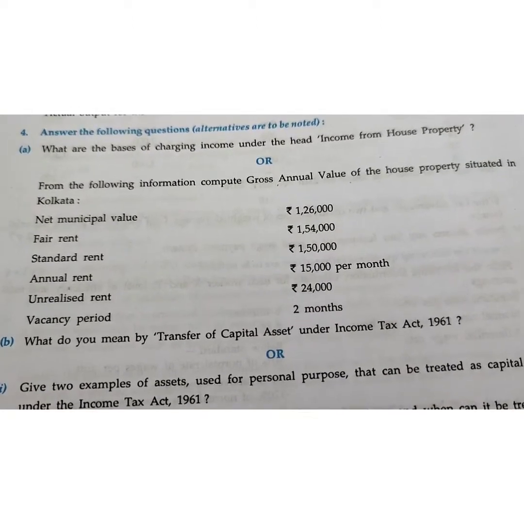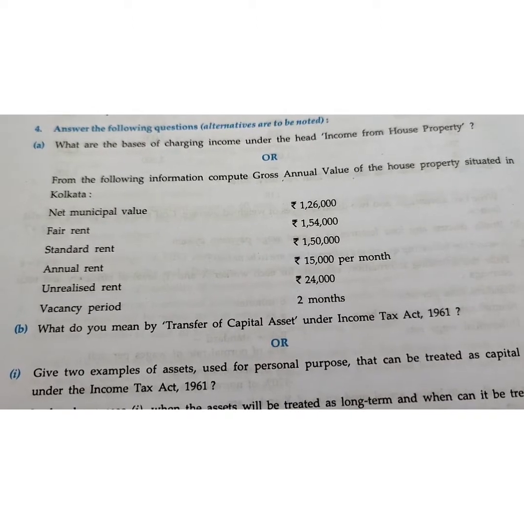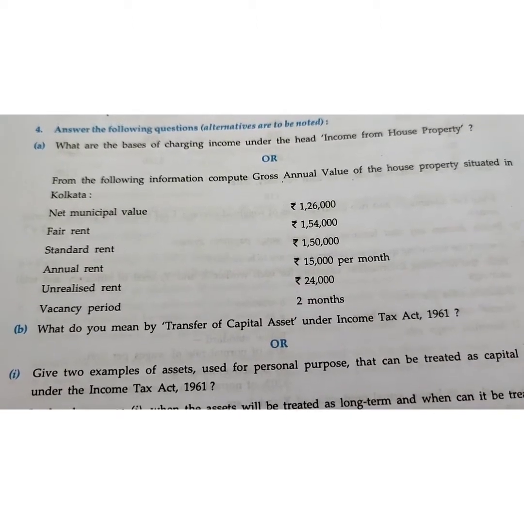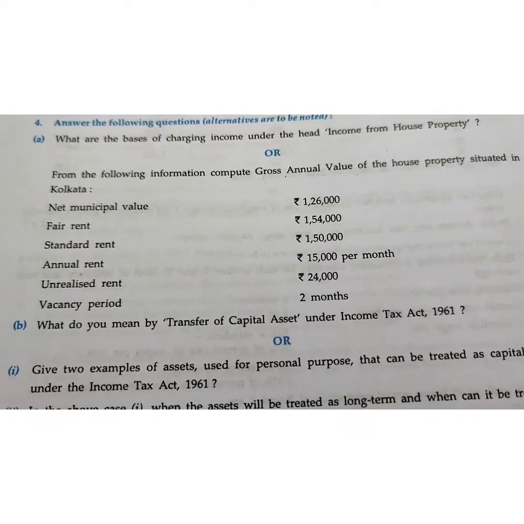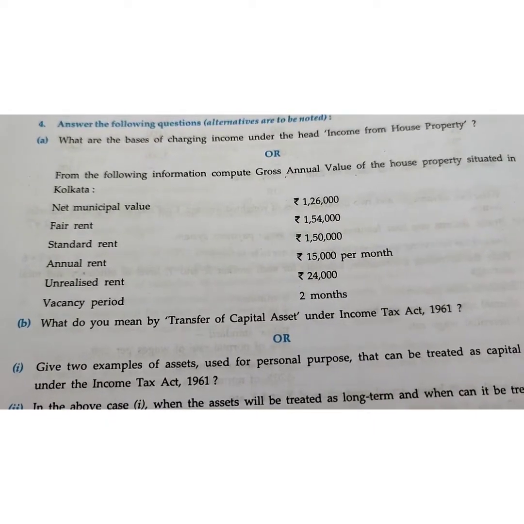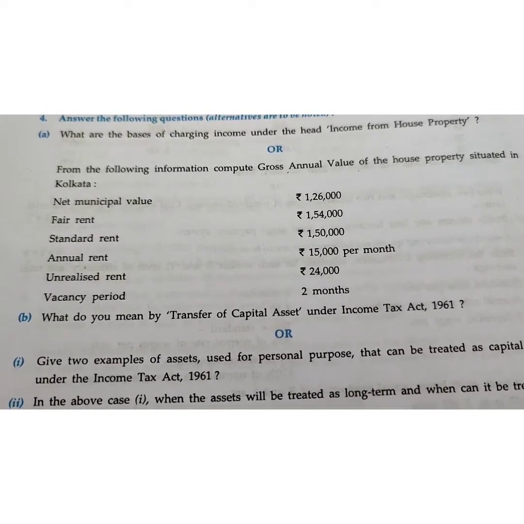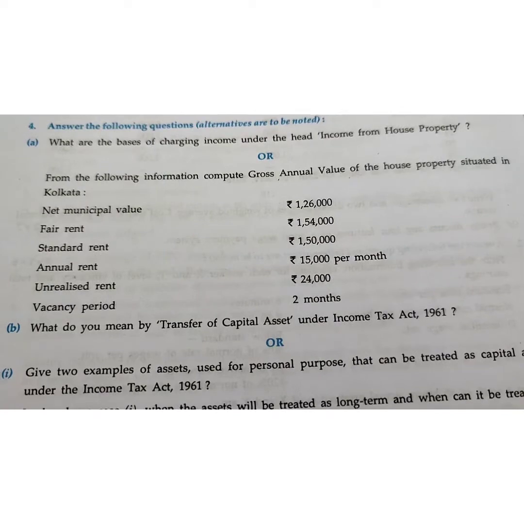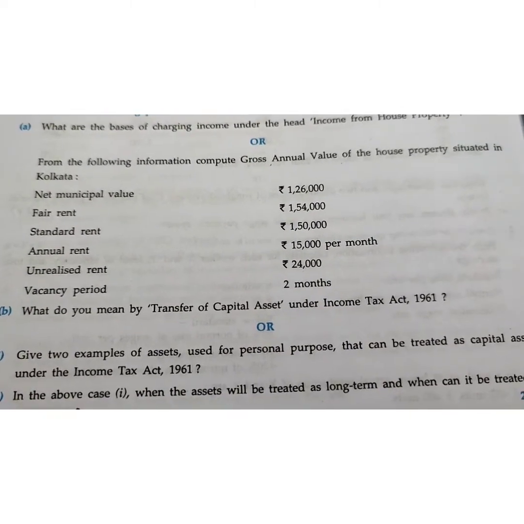From the following information, compute gross annual value of the house property situated in Kolkata, and here net municipal value is given. So we have to convert this net municipal value into gross municipal value. Fair rent is 1,54,000. Standard rent is rupees 1,50,000. Annual rent is given as rupees 15,000 per month. There is an unrealized rent of rupees 24,000, and vacancy period is 2 months. So from this information we have to calculate the gross annual value of the house.